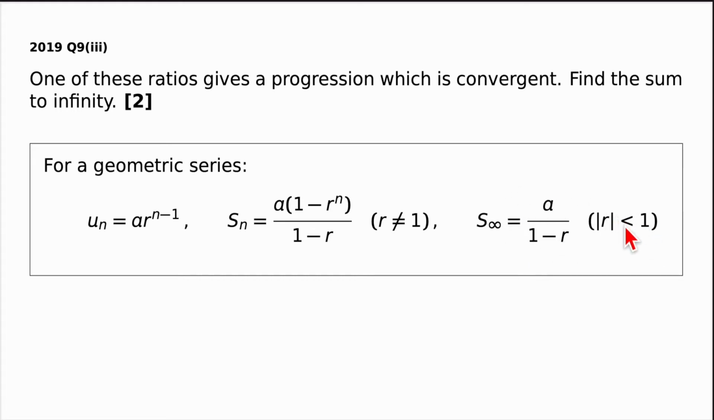And being less than 1 just means that each time you're multiplying by a number which is less than 1, you're making something smaller and smaller and smaller. So the sum to infinity is given by a, the first term, divided by 1 minus r, the common ratio. But it only works if r is small, if you're multiplying by something which is smaller than 1 each time.